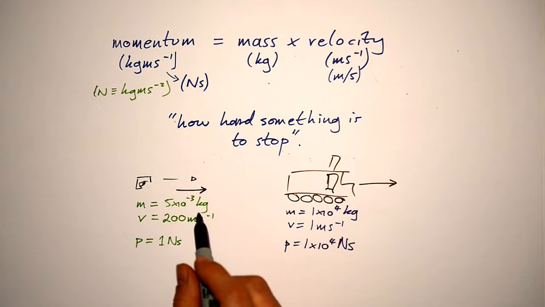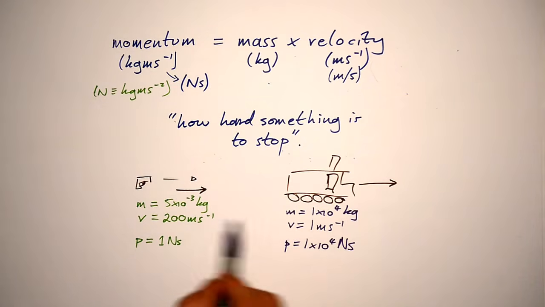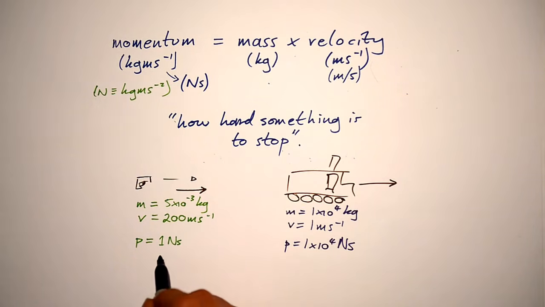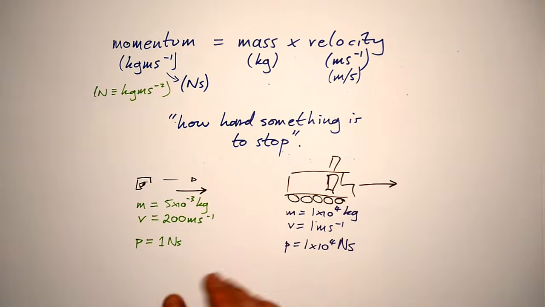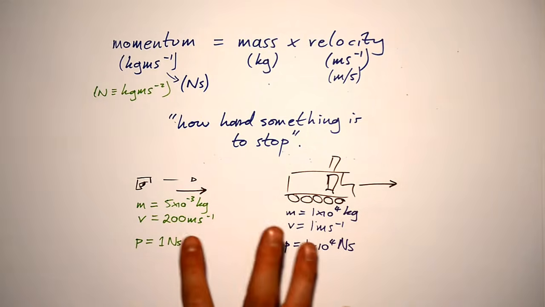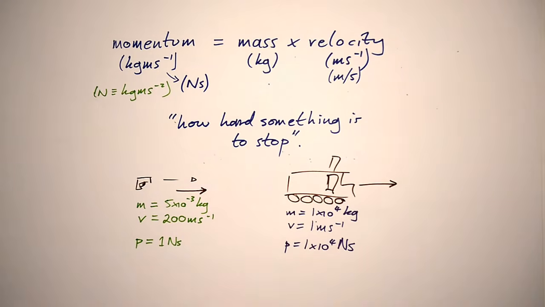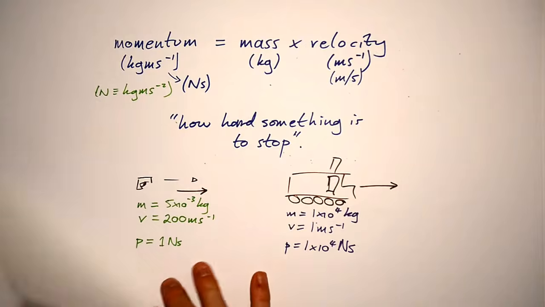So even though the bullet is travelling so much faster, 200 times faster, it has a tiny momentum compared to the train that's just trundling along. Which one's going to send you flying more? The train definitely will. If both of these things transferred all of their momentum to you, in other words they both stopped when they hit you, the bullet might send you flying a little bit, the train is going to send you absolutely flying for miles because it's got a lot more momentum to give you.